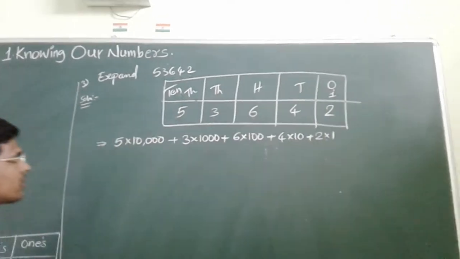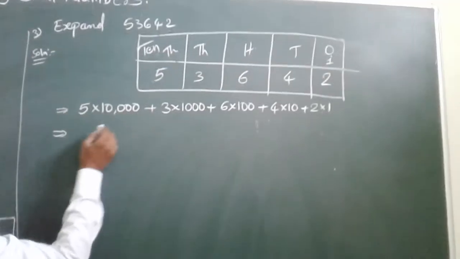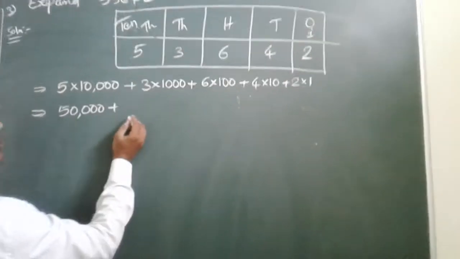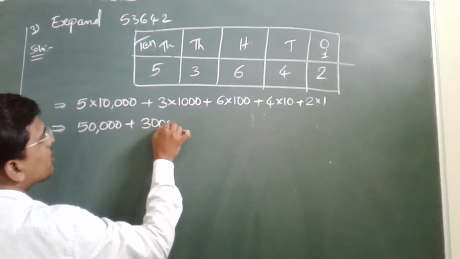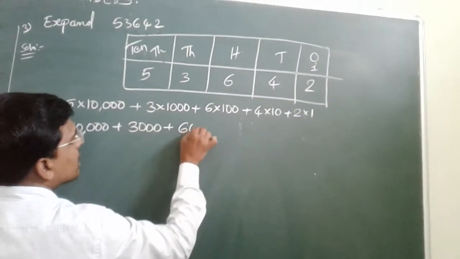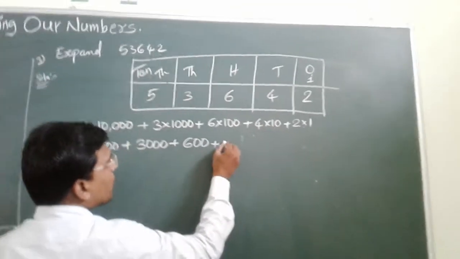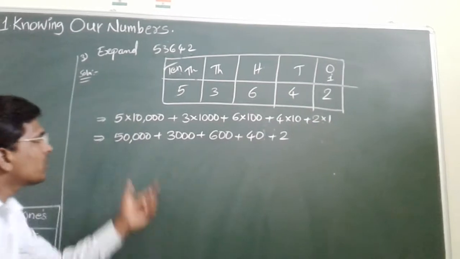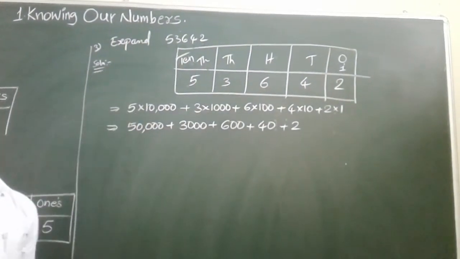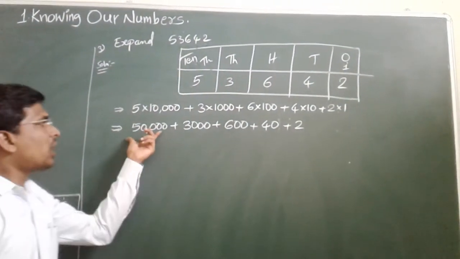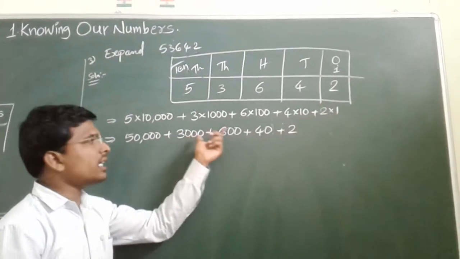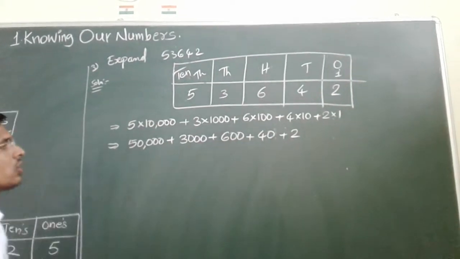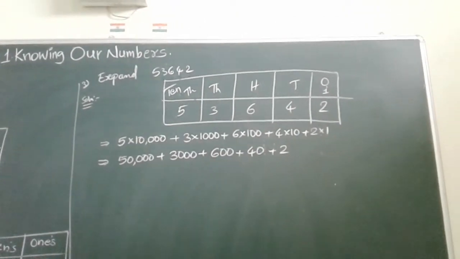Multiply 5 into 10,000, that is 50,000, plus 3 into 1,000, 3,000, plus 6 into 100, 600, plus 4 into 10, 40, plus 2 into 1, 2. So this is the expansion form of the given question: 50,000 plus 3,000 plus 600 plus 40 plus 2. In this way we can write in an expansion form.